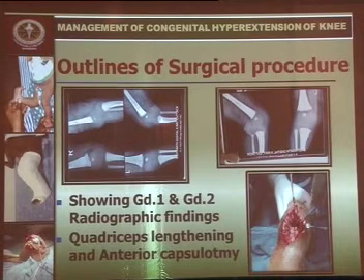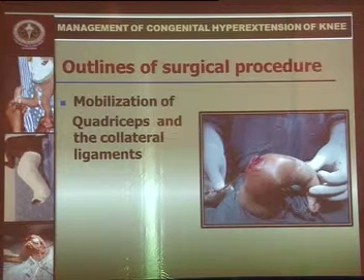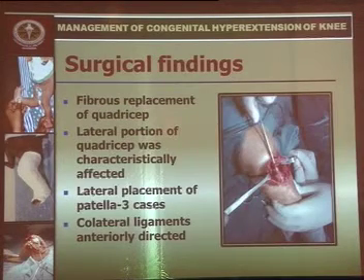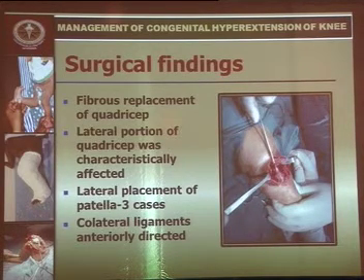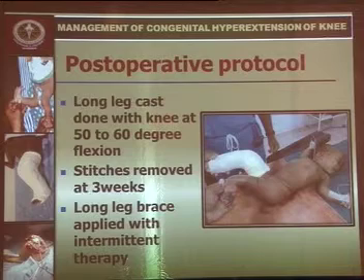And this is an operation showing quadriceps lengthening and anterior capsulectomy. Mobilization of the quadriceps and the collateral ligament is done during the operation. And we find on the surgical table that there is fibrous replacement of the quadriceps. The lateral portion of the quadriceps was characteristically affected. Lateral displacement of the patella in 3 cases. I told you there is lateral dislocation of the patella otherwise. So there is lateral displacement we saw in 3 cases. But once you do the quadricepsplasty, the patella comes back and the collateral is anteriorly directed in some cases.